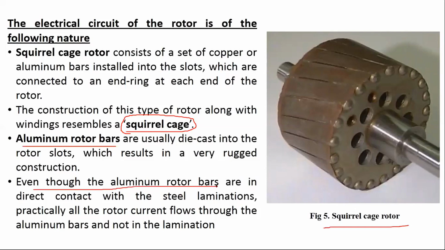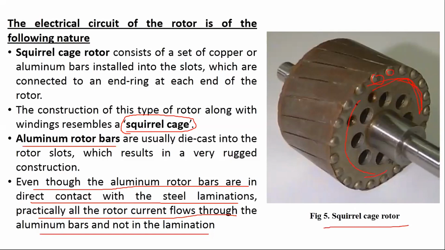Even though the aluminum bars are in direct contact with the steel laminations, practically all the rotor current flows through the aluminum bar and not in the laminate. So you can see the conductor bars here, like this one. It is in contact with the laminations. These are laminated sheets basically. So this is also working as the end rings. Okay, fine.